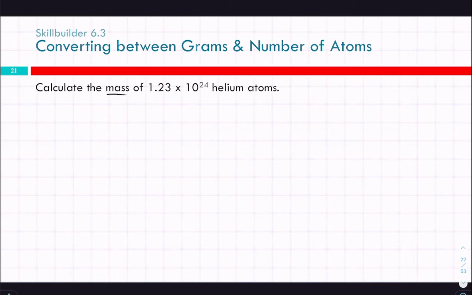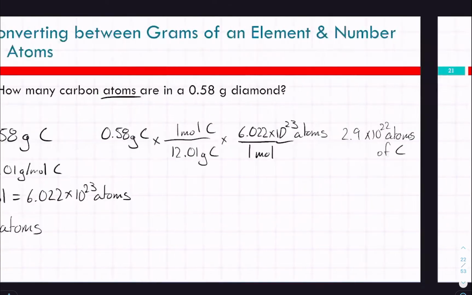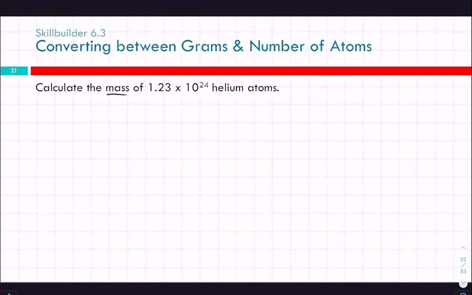So we've got to remember mass is grams. I'll always, again, just provide good examples, and I will tell you the units that I want the answer to be in. So I won't just say the mass of something. I'll say, give me the mass in grams of 1.23 times 10 to the 24 helium atoms. So we'll start with that. 1.23 times 10 to the 24 atoms of helium.